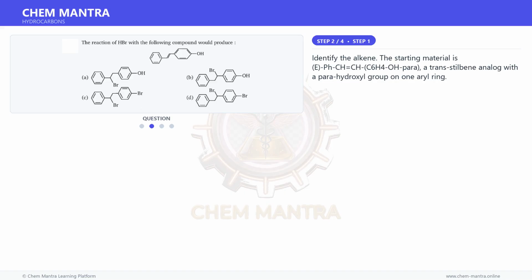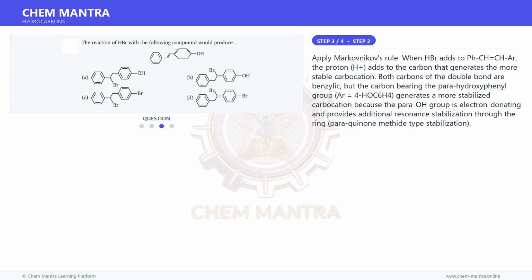Identify the alkene. The starting material is E-PhCH=CH-C6H4-para-OH, a trans-stilbene analog with a para-hydroxyl group on one aryl ring. Moving on to the next step.